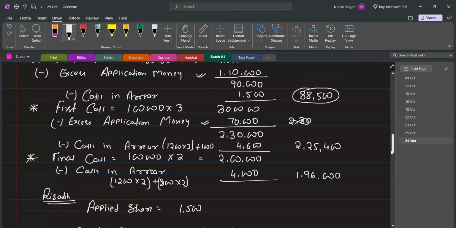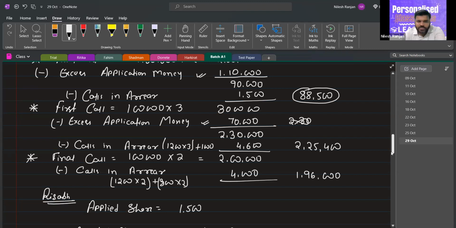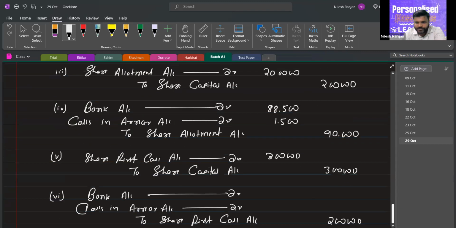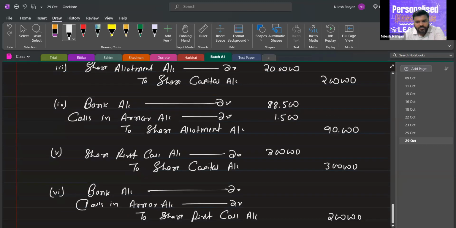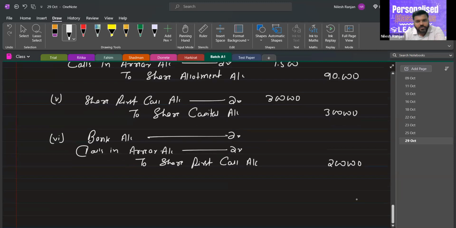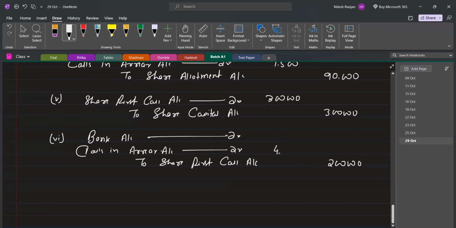Sir, the calls in arrear amount would be 4,000. 4,000. Yeah. 4,600. It is clearly written here. How did you get 4,000? Okay, Ritika, tell me the entry amount. The calls in arrear is 4,600. 600, yes, sir.